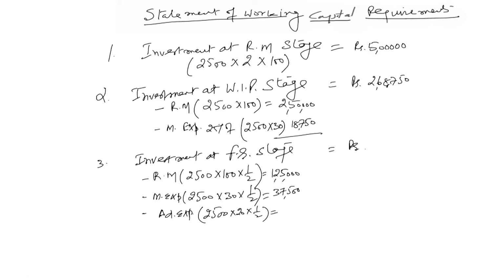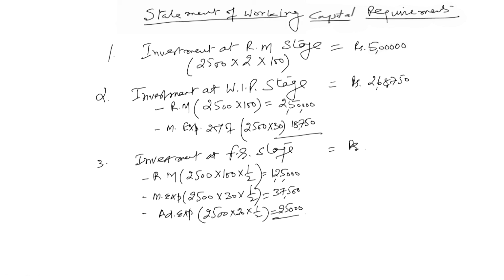So how much does this work out as? 2,500 into 20, that is 50,000, and for half a month this amount will come out as 25,000. So the total amount, this is 25,000. This amount is 25,000. So we will take the total cost.